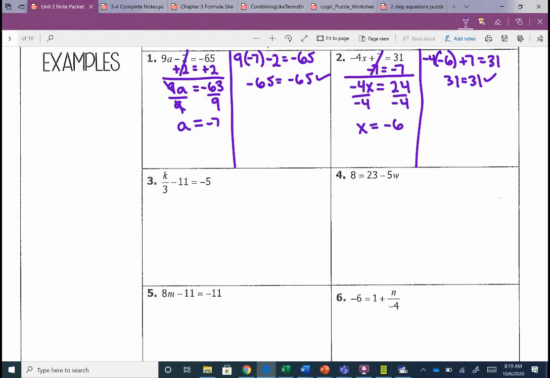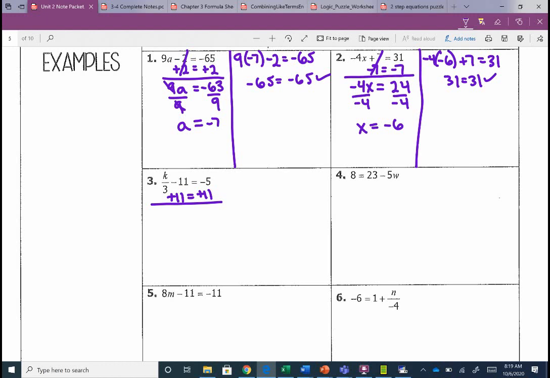Step 2 says, take care of any addition or subtraction first. On the side with k, I have a -11. To undo -11, we're going to add 11 to both sides. Notice, guys, I keep putting that equal sign there, and after every step, I'm drawing that horizontal bar so I can keep my steps separate and organized.